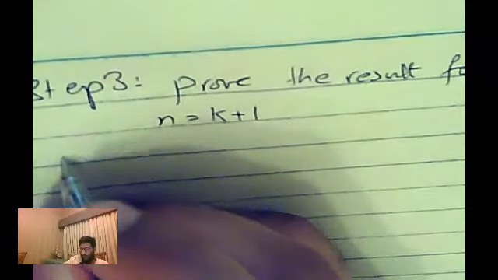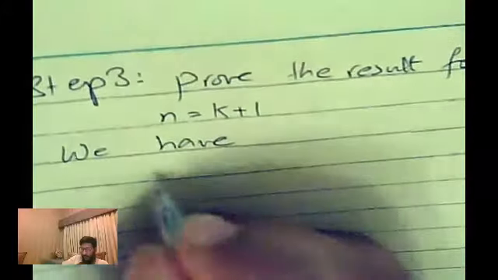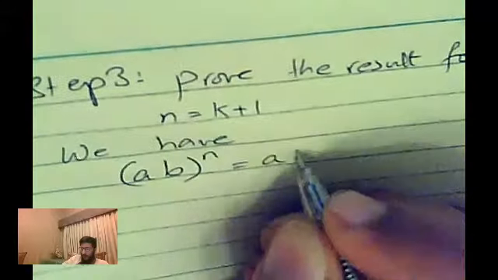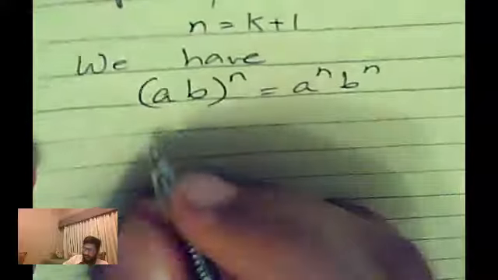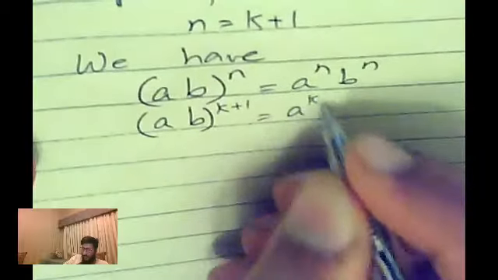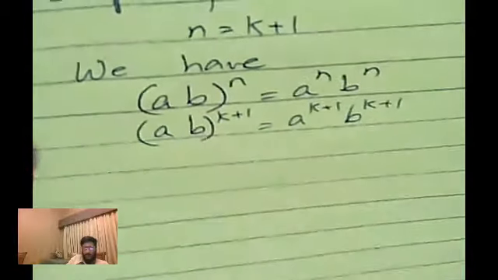Step 3. Prove the result for n equals k plus 1. So we have (ab)^n equals a^n b^n. (ab)^(k+1) equals a^(k+1) b^(k+1). Now we will prove if the result holds true for this.